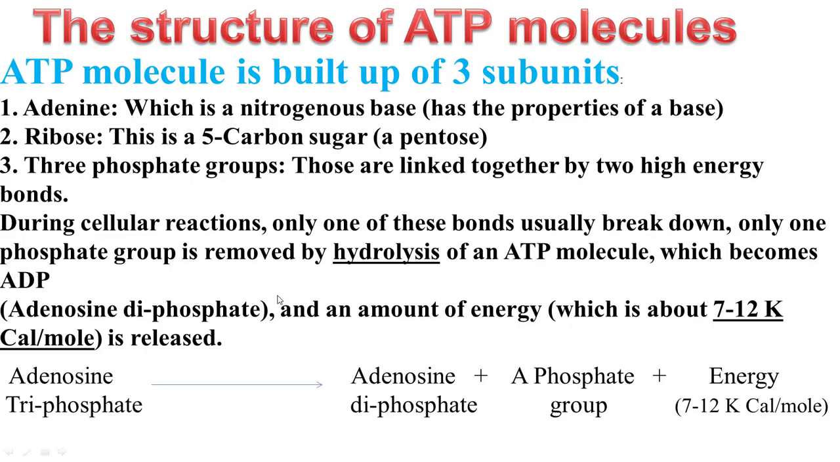Adenosine triphosphate consists of adenosine diphosphate and one phosphate group. After oxidation, the energy released is about 7 to 12 kilocalories per mole.